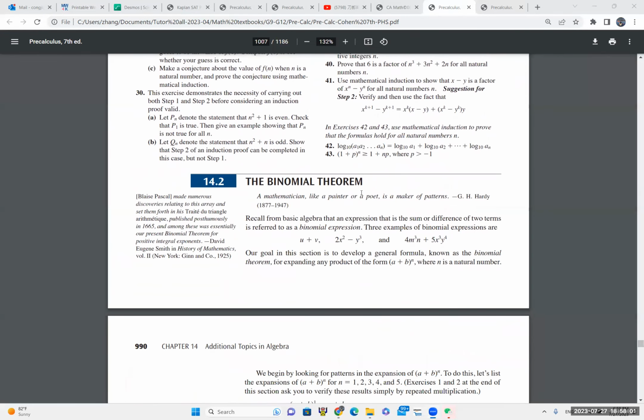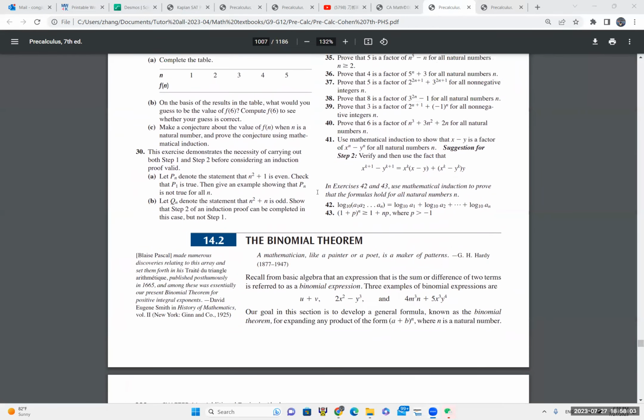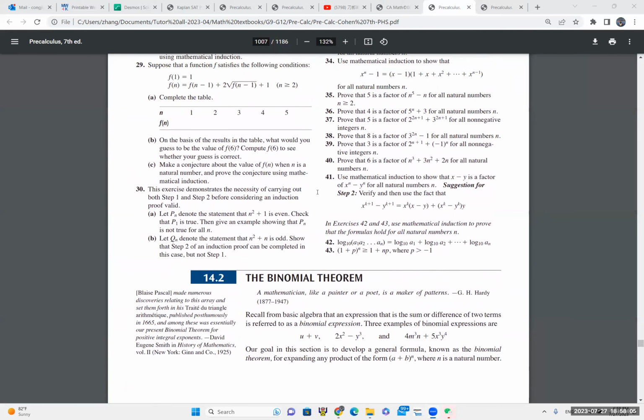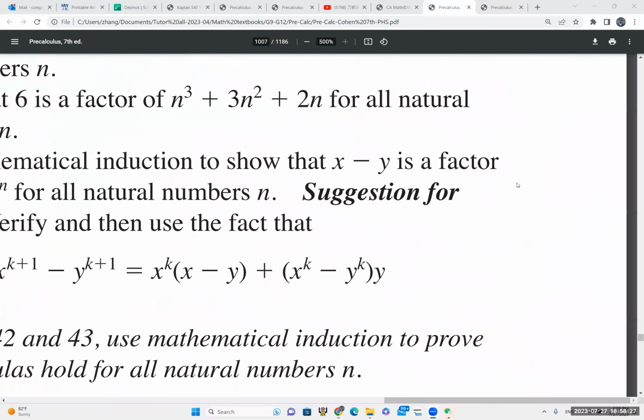Then we'll go to the next section, the binomial theorem. Have you met this before? I've heard about it. But you don't really know this theorem, its content, right? Yeah, it's used to do this. For example, let me show you.